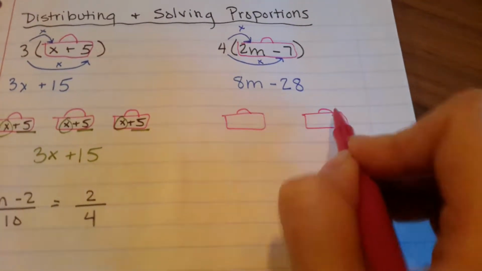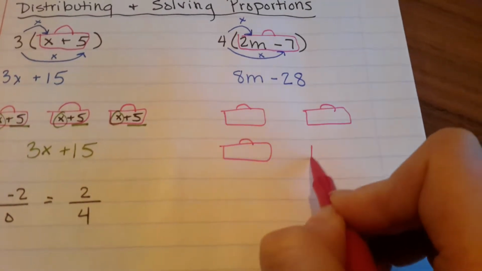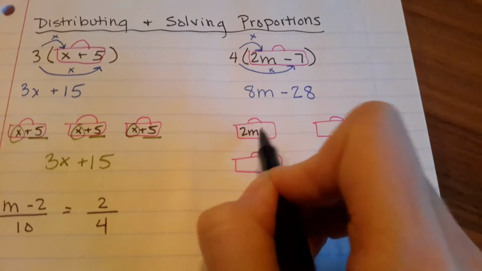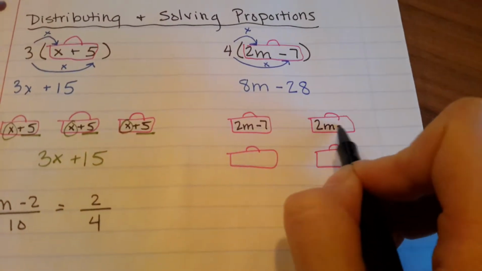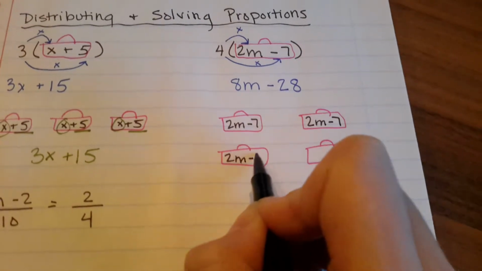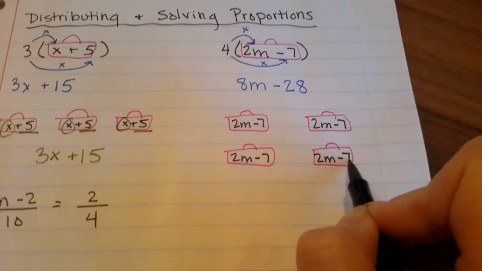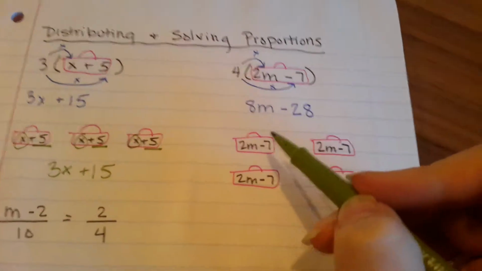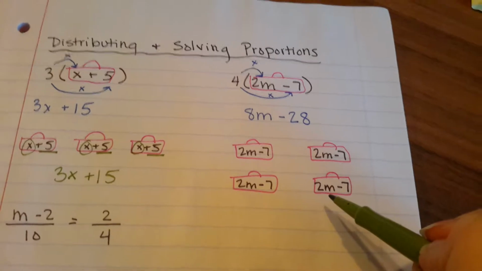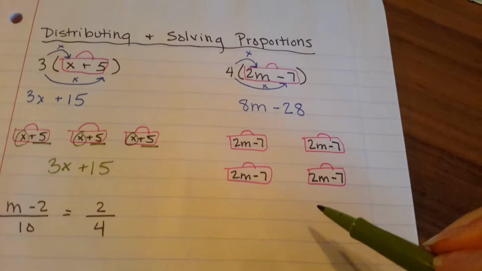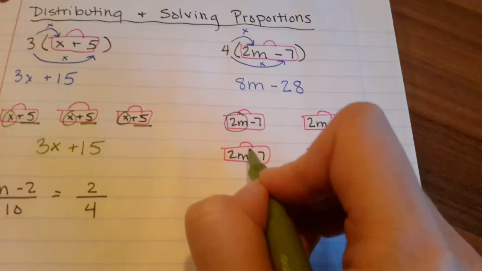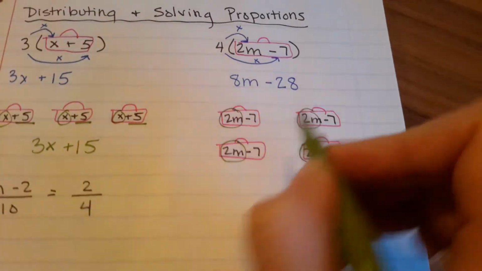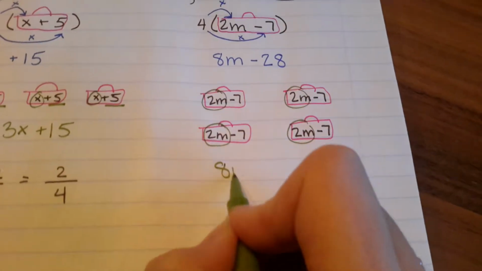1, 2, 3, 4. And inside our baskets are all 2m minus 7. 2m minus 7, and one more. And we can combine all of our like terms. So we always talked about animals. If each basket has 2 monkeys in it, we can put all of those monkeys in the same habitat. So we can combine 2m with all of the other 2m's. So we have 2, 4, 6, 8 m's, 8m.